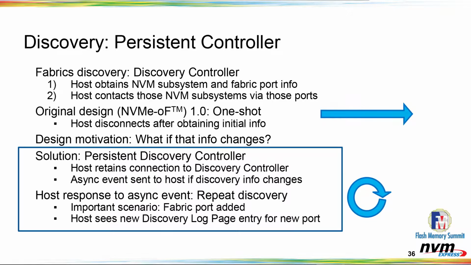Well, it changes quite a bit. An interesting scenario is we've added a new port to a subsystem, and we need to tell the host about it. So the solution to that is what's called a persistent discovery controller, where the host keeps the connection to the discovery controller open, and then when we change something, the discovery controller can now send the host an async event that says, hey, something has changed. A new Fabric port has been added, and the host's response is to repeat the entire discovery sequence as if it just started over, and it now discovers the new Fabric ports.